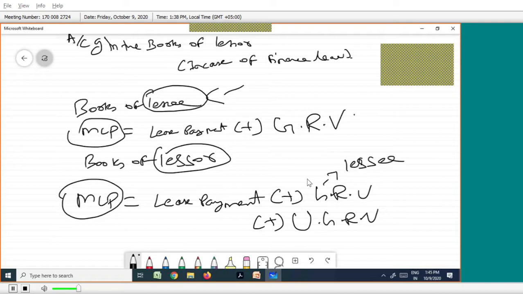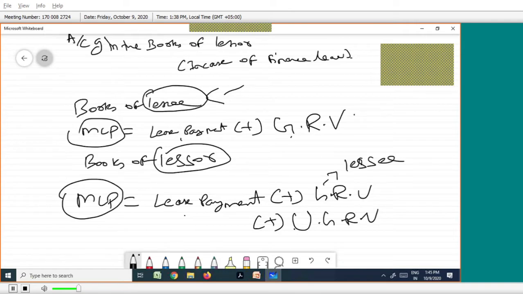MLP for lessee is only lease payment plus guaranteed residual value. MLP means minimum lease payment. MLP in case of lessor is lease payment plus guaranteed residual value plus unguaranteed residual value. That is the difference between MLP in the books of lessee versus in the books of lessor. Why are we studying this? This is for arriving at the figures.